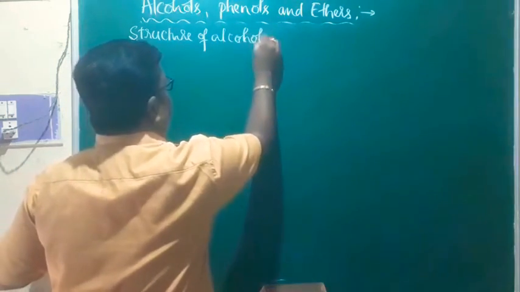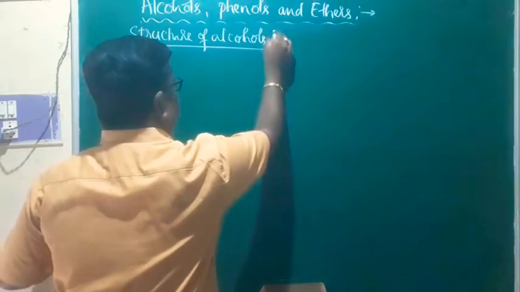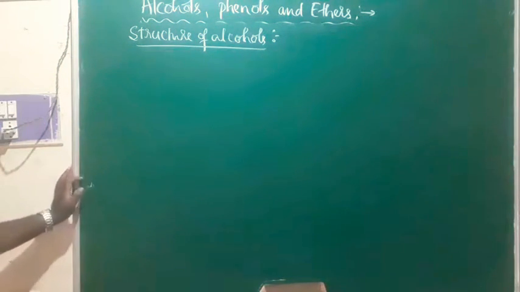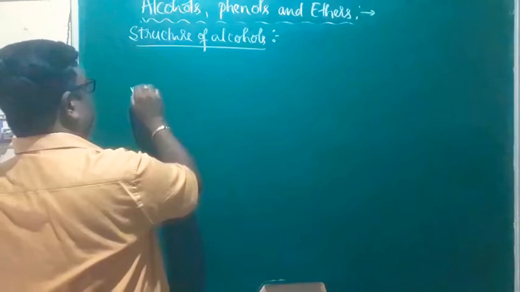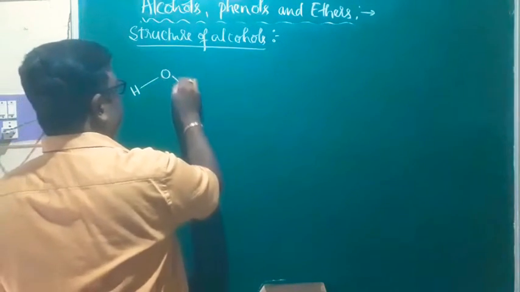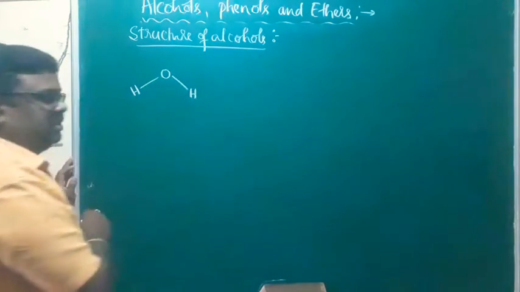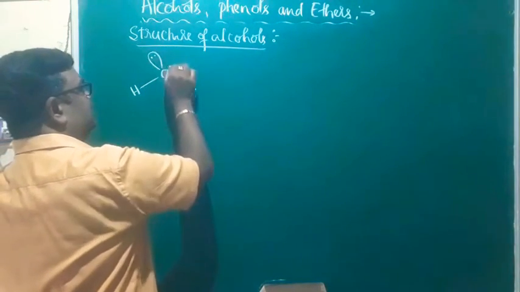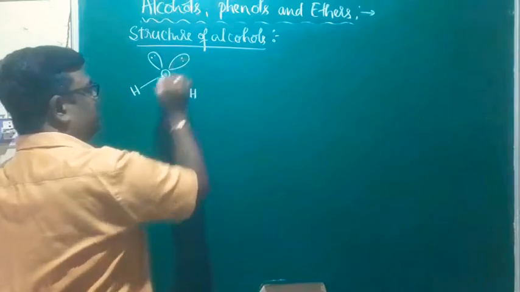And that will be the structure of alcohol. This is the next topic. In order to discuss the structure of alcohols, I refresh your mind with the structure of water. Look at this. This is water. You studied this in first PUC. This water has two lone pairs on the oxygen. This is the structure of water.